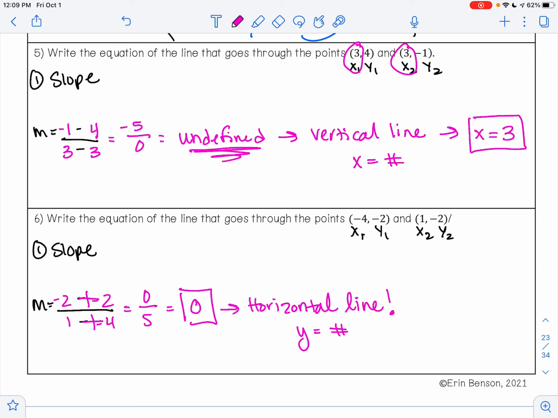Well, what number does y equal? Let's look at our coordinates. Here y equals -2, and here y equals -2. So our equation of this line is y equals -2. This will always happen when your y coordinates are the exact same number. You will always get 0 on top. When 0 is on top, you get 0 as your slope. When 0 is in the denominator, you get an undefined slope.